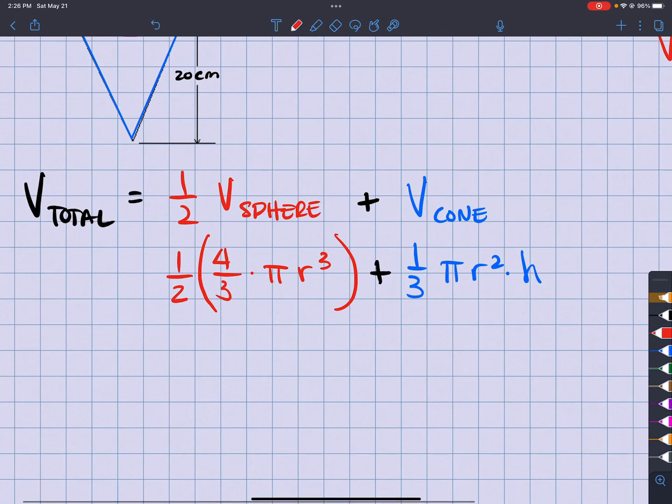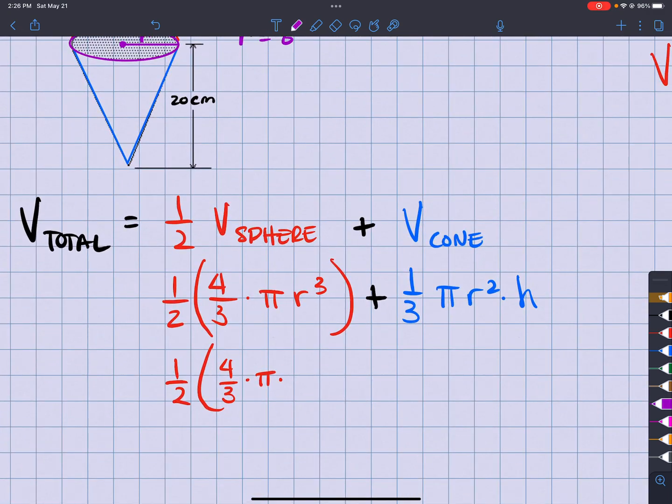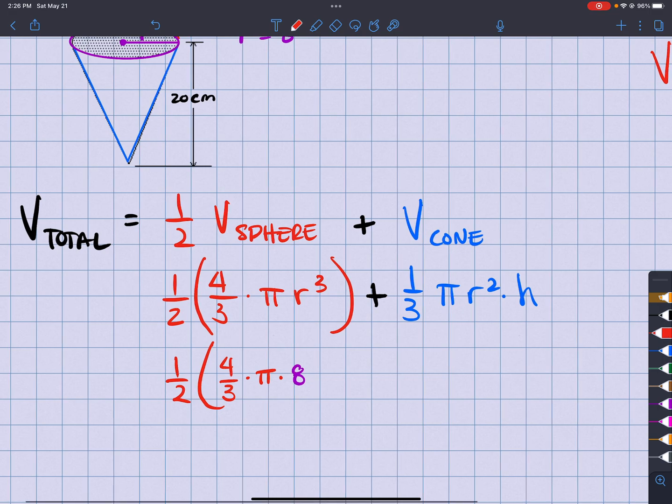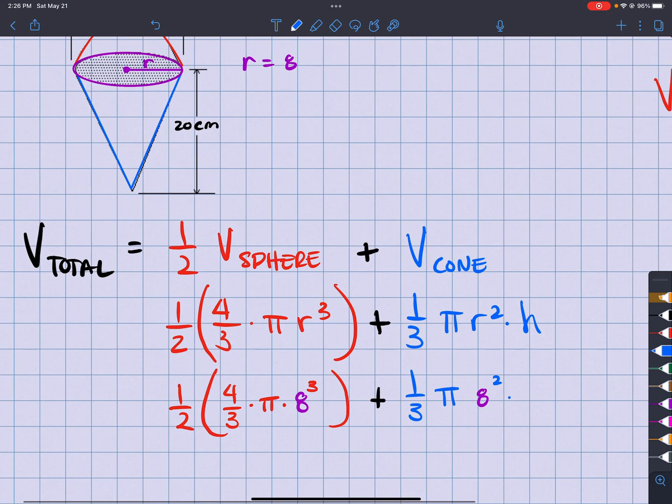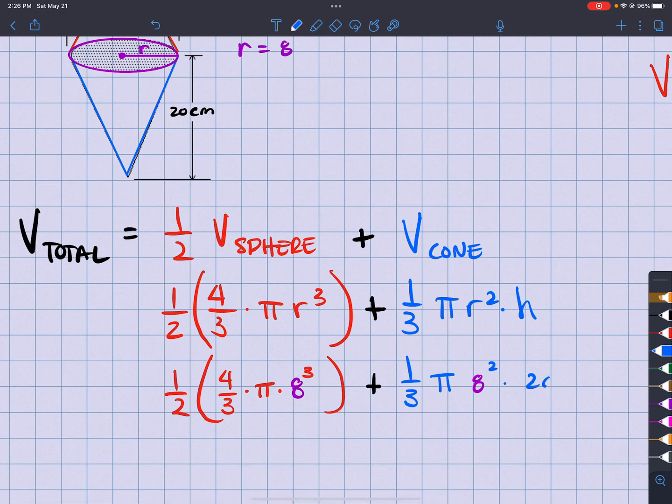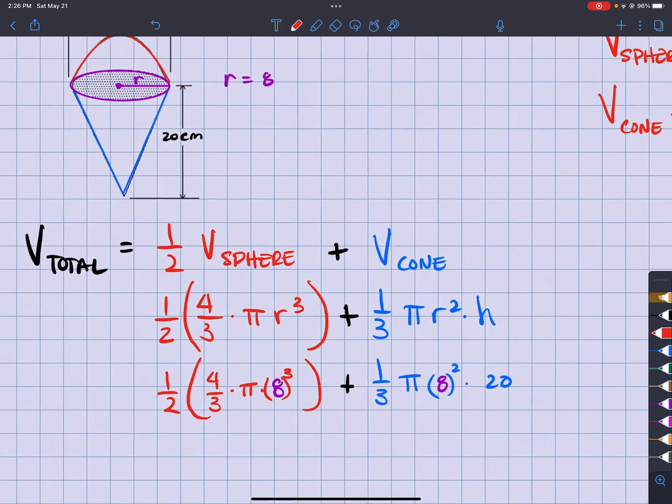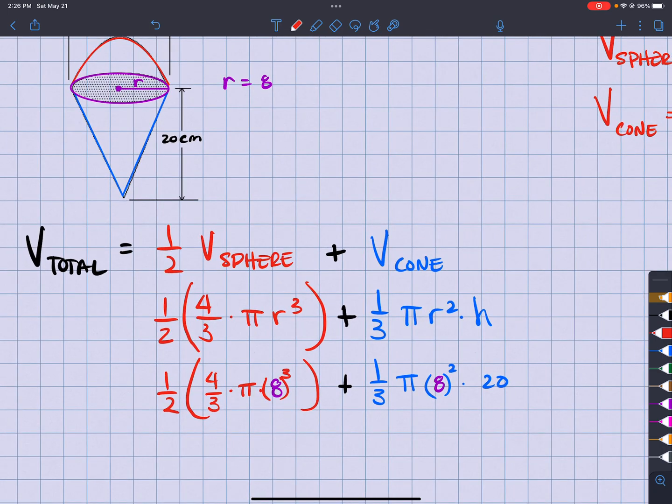So now I have 1/2 times 4/3 times pi times 8 raised to the 3rd power plus 1/3 pi times 8 squared times the height. What was the height of that cone? That is going to be 20 centimeters. Now I should put some parentheses around this, just to be smart so that I don't get into any kind of trouble as I'm doing this.